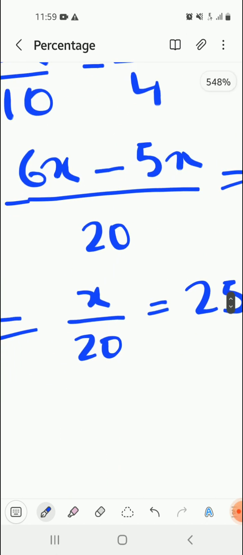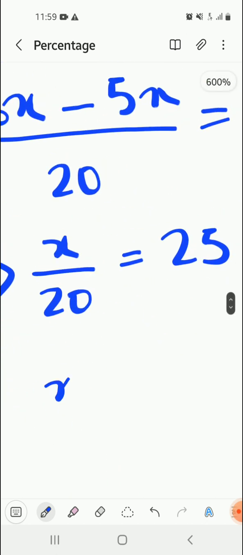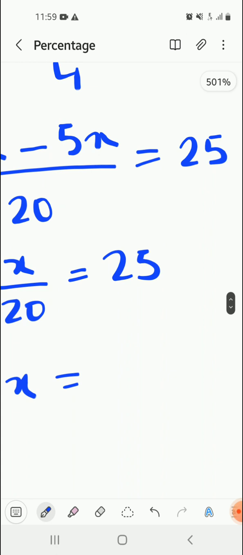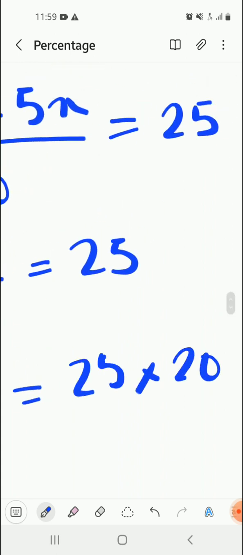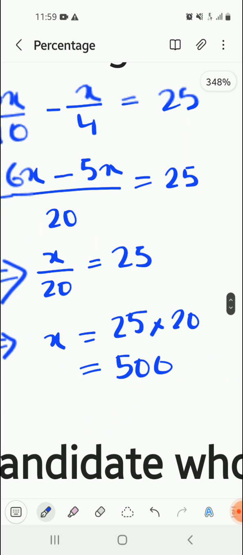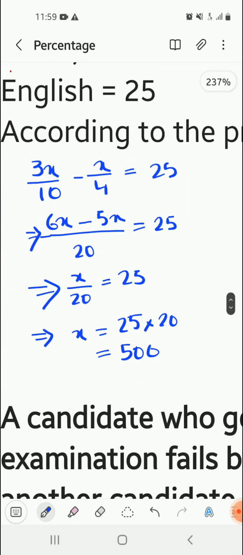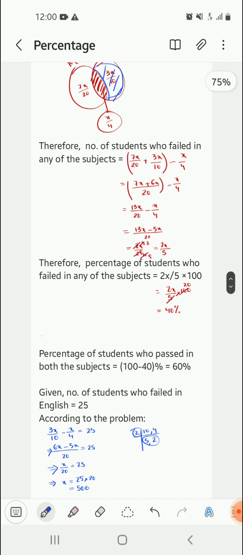So we're going to find x from here. x is equal to 25 into 20. So 25 into 20 is 500. So the total number of students is 500. So this is it. We are going to move to the next question.